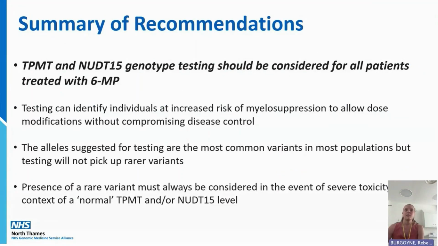The genotype testing for these two genes should be considered for all patients treated with 6-MP. Testing can identify those individuals at increased risk, and that will allow us to take into account dose modifications without compromising disease control. The alleles suggested for testing are the most common variants in most populations, but as we've discussed, the testing will not pick up the rarer variants. And the presence of that rare variant must always be considered in the event of severe toxicity in the context of a normal TPMT and NUDT15 level.